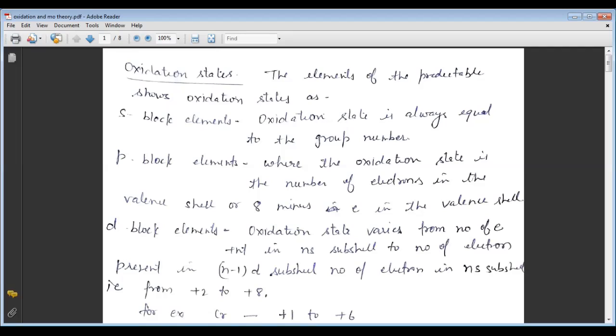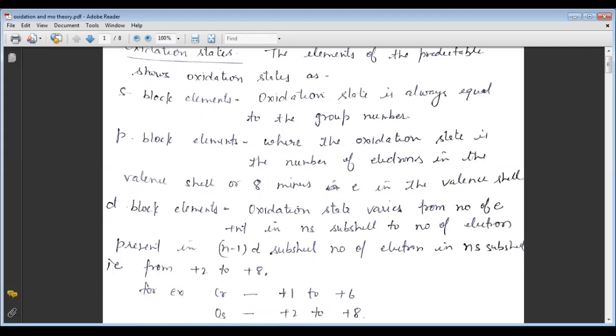This is in contrast to the s block elements. We can explain the oxidation state block-wise. Firstly, we go with the s block elements. Here, the oxidation state is always equal to the group number. In the p block elements, the oxidation state is the number of electrons in the valence shell, or it may be 8 minus the number of electrons in the valence shell.